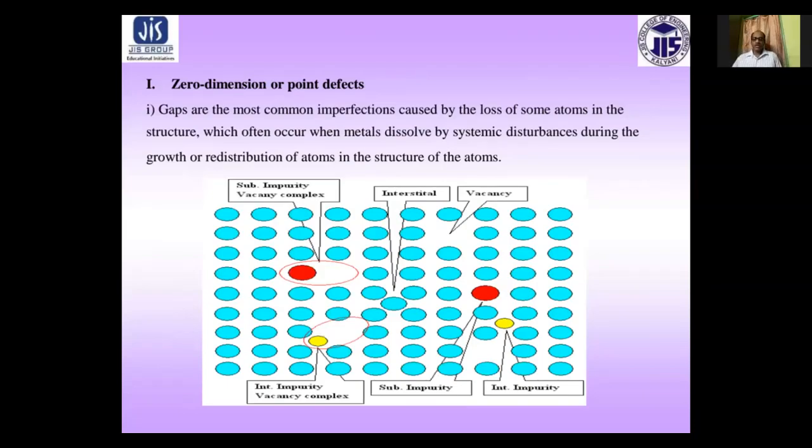And if a foreign atom occupies the position of a matrix atom, it is called a substitutional impurity atom, as shown in this figure, the substitutional impurity atom of yellow color. If it occupies an interstitial position of the matrix, it is called an interstitial impurity atom. In addition to these defects, divacancies and trivacancies may exist in the crystal.